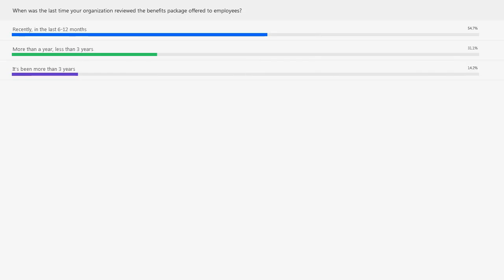Excellent. So this is great. This basically indicates that more than 50% of you are taking a look at your benefits, which is wonderful, and how it impacts or may impact your organization and your employees. More than a year, less than 3, I might suggest that you revisit. And for those for whom it's been more than 3 years, things have changed. We might suggest you take a look at things; it would probably be a good thing for you.